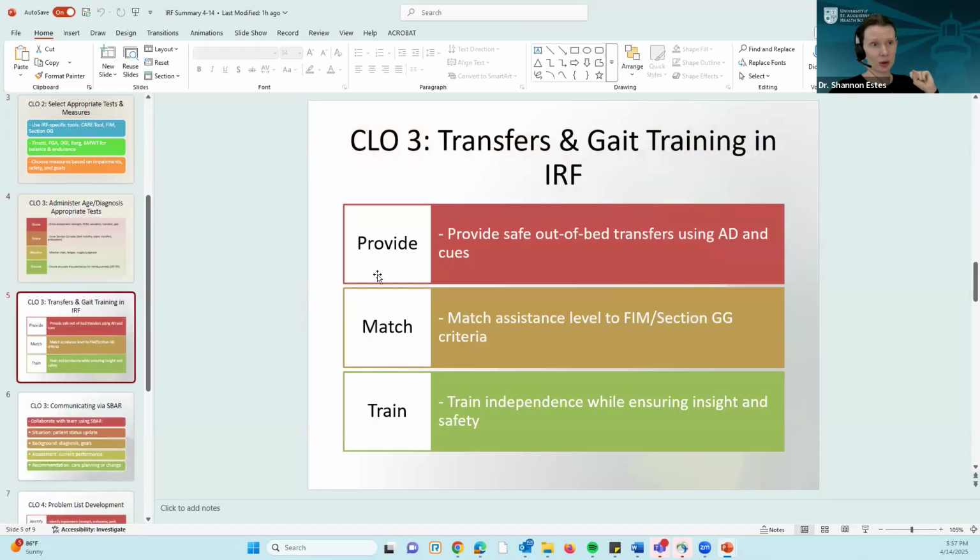Transfers and gait, is it appropriate? How am I going to do it? What equipment do I need? What personnel do I need? My goal is to get them as independent as possible. Independent as possible does not mean independent. It means as good as I can get them. If they were not independent coming in here or haven't been for the past 2 years, if they've been walking with a walker, I don't think I'm going to set my goal to be to walk without a walker. Most of the time.